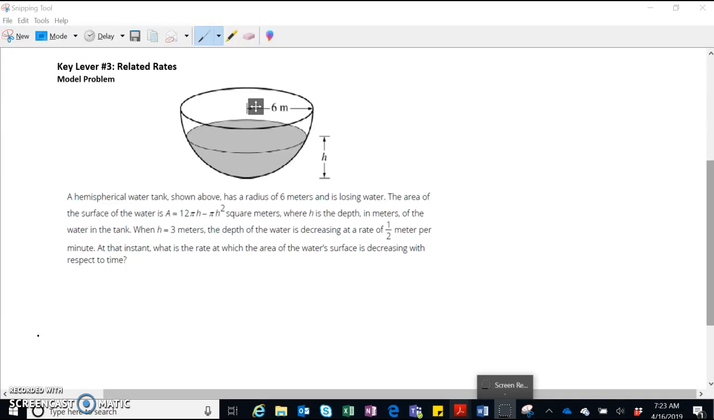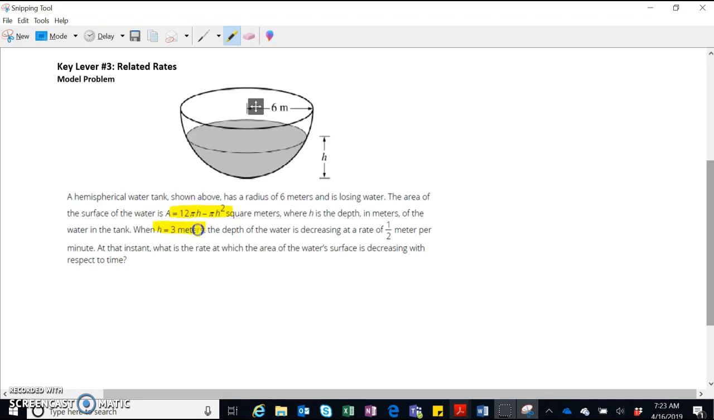So here we have a hemispherical water tank that's got a radius of 6 meters, and this tank is losing water. So the area of the surface of the water is provided to us as this function A equals 12 pi h minus pi h squared square meters, where h is the depth in meters of the water in the tank. I'm going to keep highlighting important information.